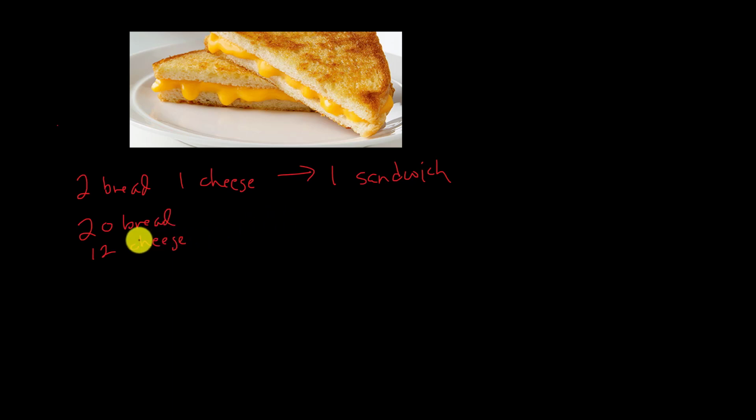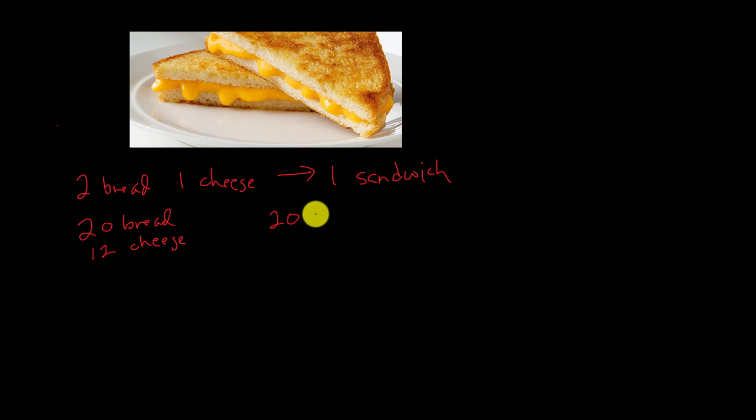What you want to do is look at each of the ingredients, and say, okay, if I was able to make as many sandwiches as possible with 20 pieces of bread, assuming I had enough of all the other ingredients, how many sandwiches would I end up making? And here's how you would do that.